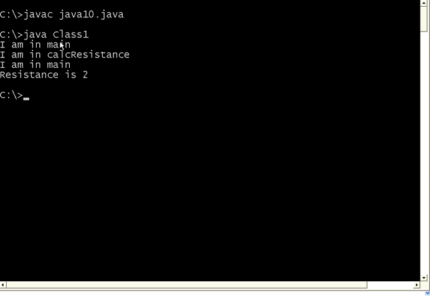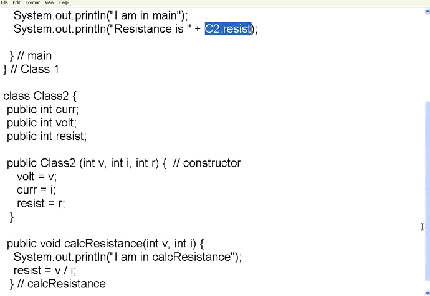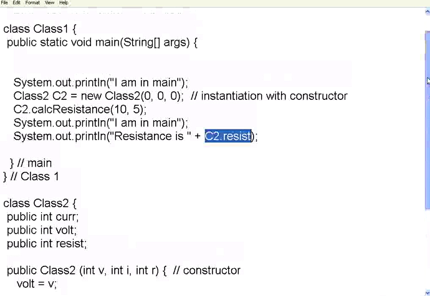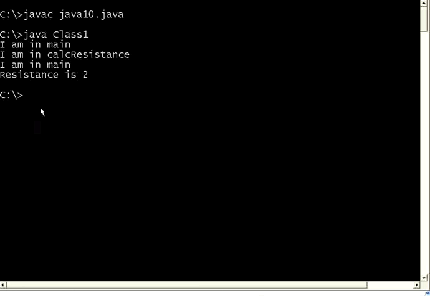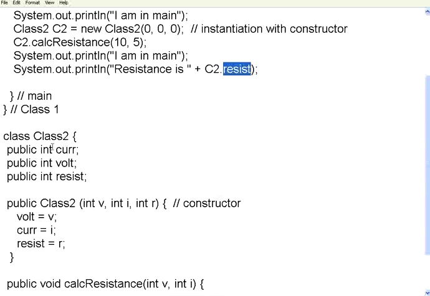Now this is in class Main. Then it goes to calculateResistance. It comes back. We are printing that c2.resistance attribute. It says 2, 10 divided by 5. I am not printing the value here. I am printing the value only in the main, and that object c2 holds the attribute's value 10 divided by 5 equal to 2. This is a public attribute. All the attributes are public.